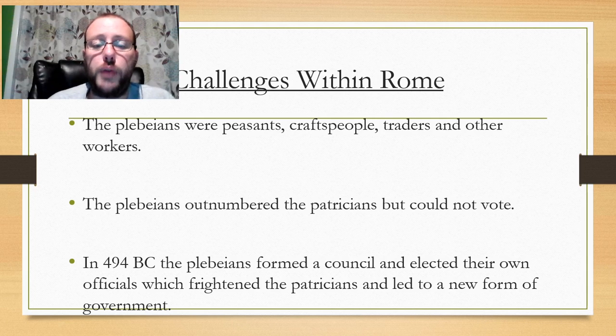The plebeians were peasants, craftspeople, traders, and other workers. They outnumbered the patricians, but they couldn't vote. They didn't have any power. So in 494 BC, the plebeians formed a council and elected their own officials, which frightened the patricians and led to a new form of government. So what we see here is you have the dictators and people like that still in control. The plebeians are saying, like in colonial days, no taxation without representation. If you're not going to represent us, we're going to form our own form of government. And the patricians are like, you know what, these people have a lot of numbers, so maybe we need to back off a little bit and give them a little bit to go with.